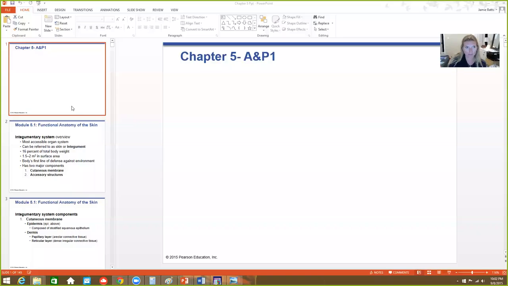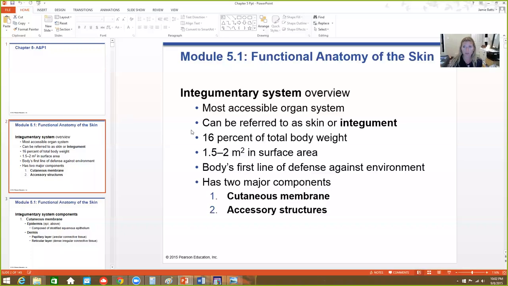Hi class, we're going to go into chapter 5 for the integumentary system, and it's a pretty straightforward system. It actually uses a lot of the same terminology that we were talking about in the last chapter with tissues, so it's a good review and a good taste into what we're getting into with all the subsequent body systems, because it hits on all of the major ideas when we talk about systems anatomy. So just a quick overview.